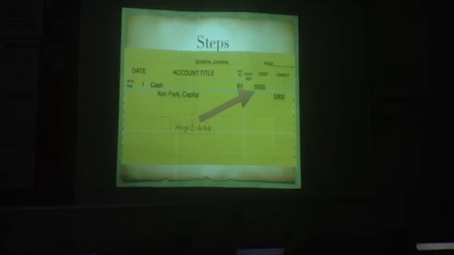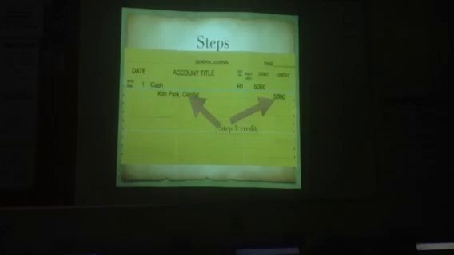Third step is the credit account and amount. The credit account always goes in the second line of the general journal. And then always in the credit column for the money. So Kim Park Capital was credited $5,000.